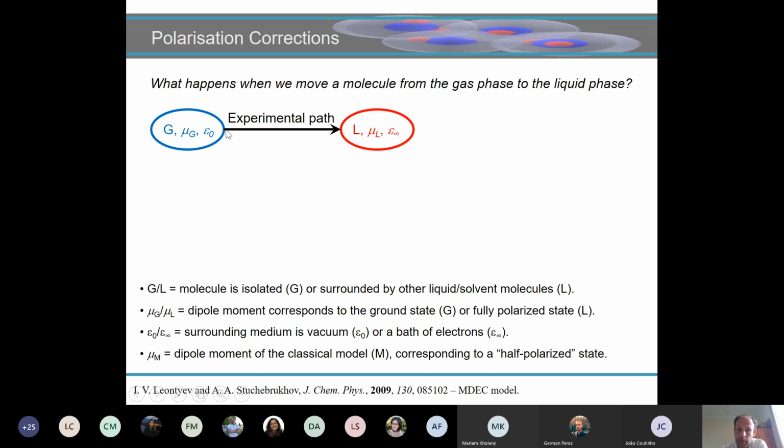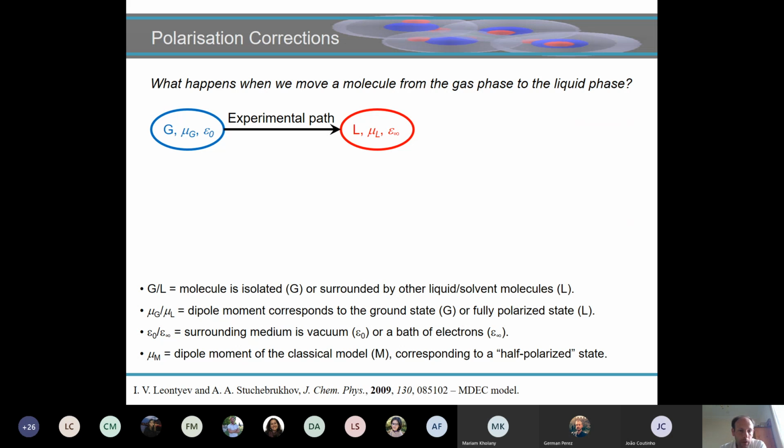Furthermore, the molecule in vacuum is isolated, so the medium is vacuum, and epsilon 0 is the vacuum permittivity. When you go to a liquid, the molecule is sitting in a bath of electrons belonging to all the other liquid molecules that screens the interaction or the polarity of the central molecule. That's what I designate here by epsilon infinity. This is the infinite-frequency or high-frequency dielectric constant, which is proportional to the square of the refractive index of the fluid. So this essentially measures the electronic response of the molecule, which again is not captured in these classical force fields.